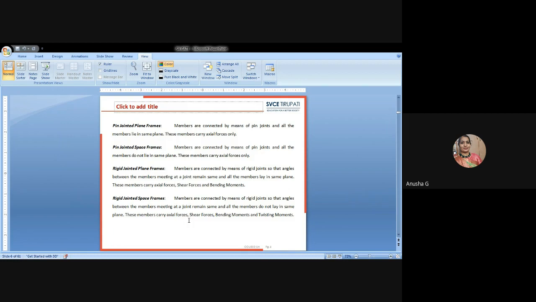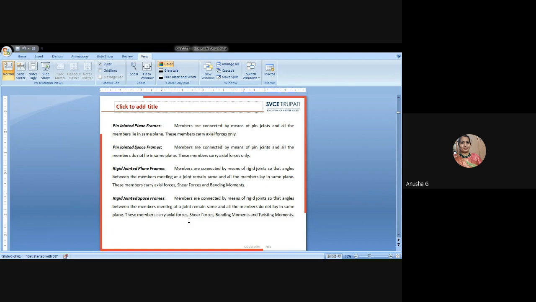Next we will go for the rigid jointed plane frames. Here, in rigid jointed plane frames, members are connected by means of rigid joints so that the angles between the members meeting at a joint remain the same, and all the members lie in the same plane. These members carry axial forces, shear forces and bending moments. The rigid joint is nothing but the constant members that have to be observed here. Those constant members we can check here in different directions.